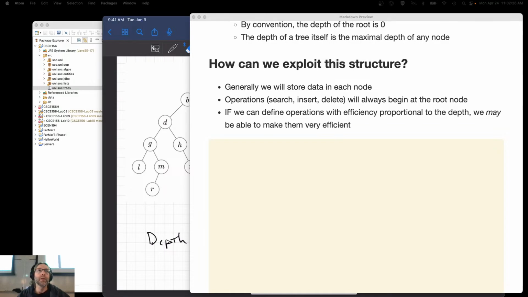Right? So if I can define an operation that is searching for a node and it's proportional to the depth, and that depth can be made efficient, then we've achieved our ultimate goal here of making a general purpose data structure with all efficient operations.